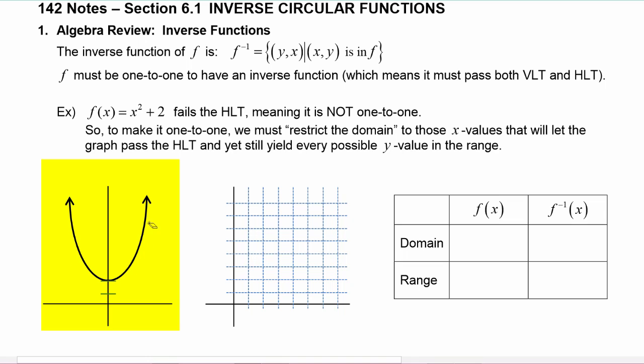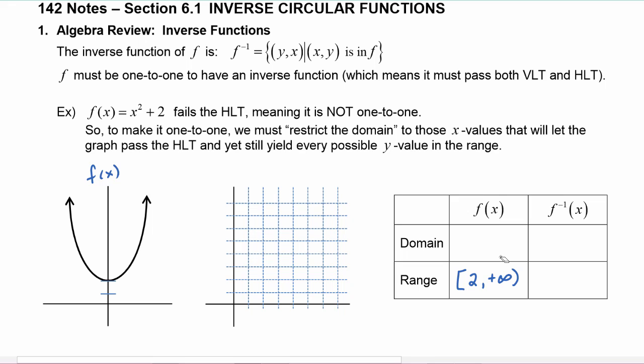Now, looking at this graph, the range of f of x is starting at 2 and going to positive infinity. So let's go ahead and fill that in this chart. Now, when we restrict the domain of f of x in order to make it one-to-one, the resulting range still has to be 2 to infinity.